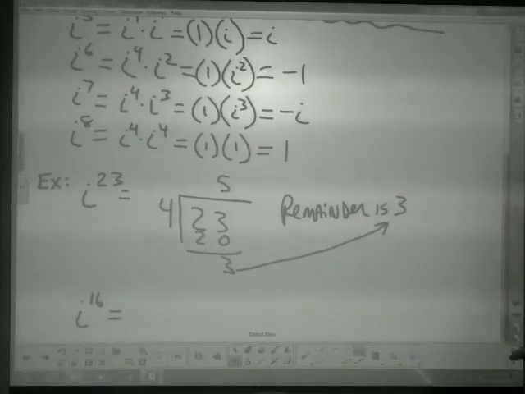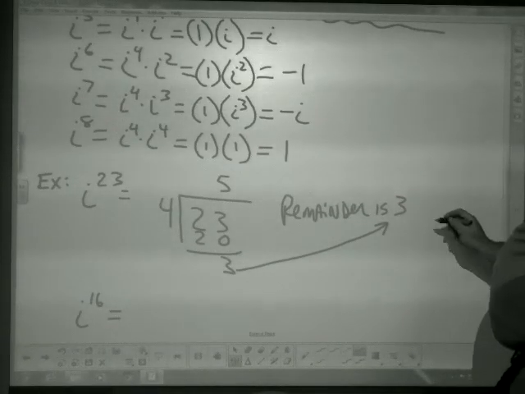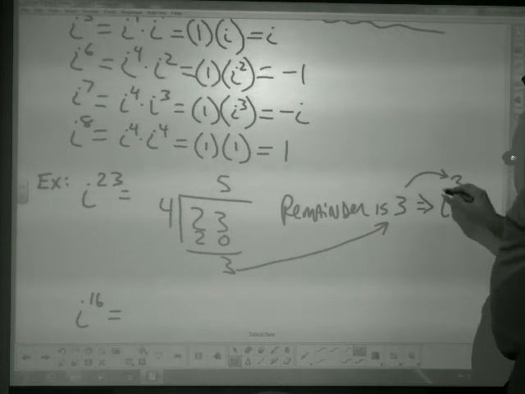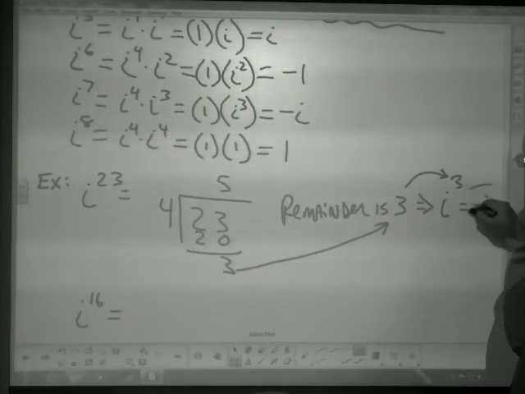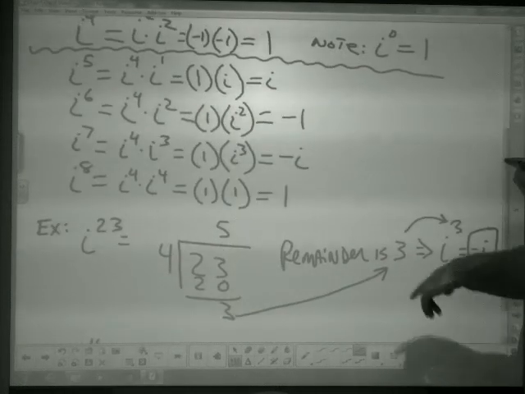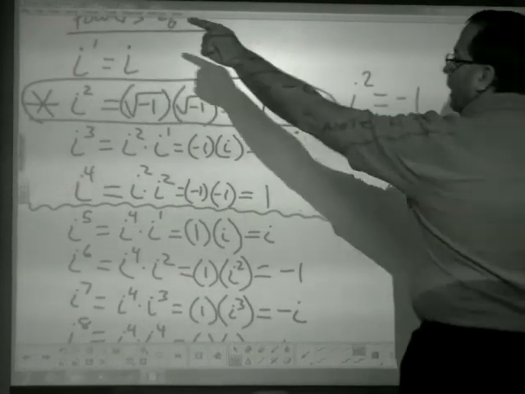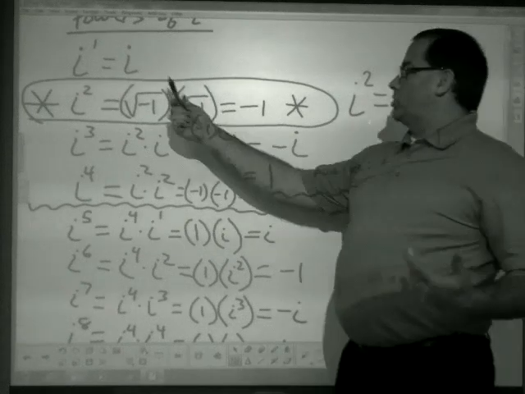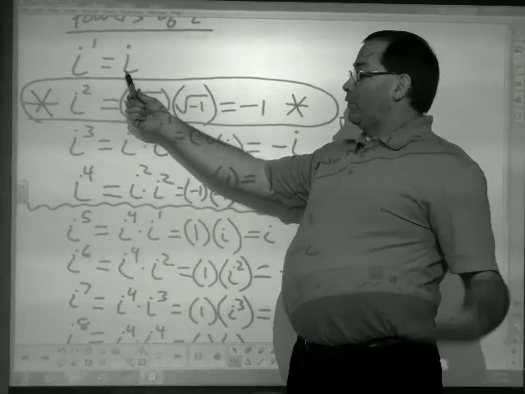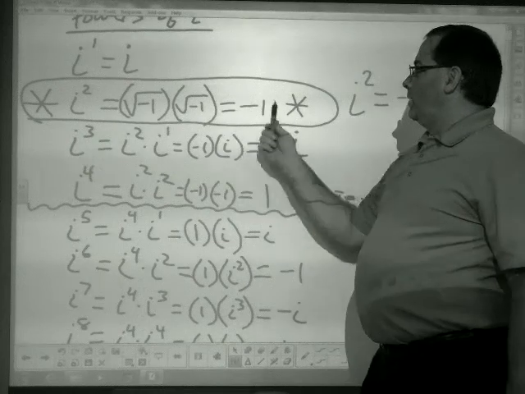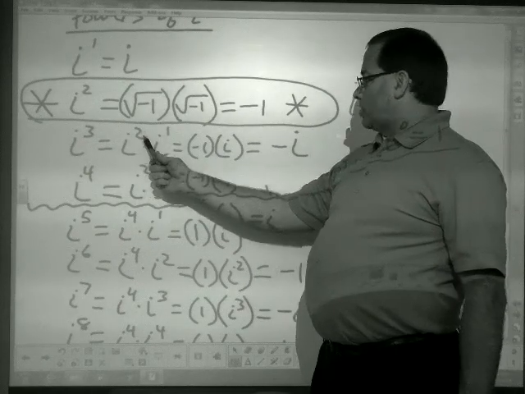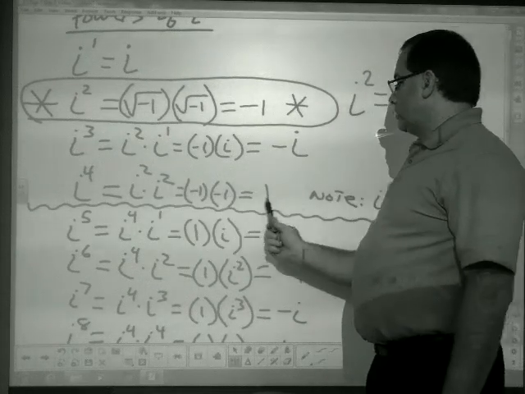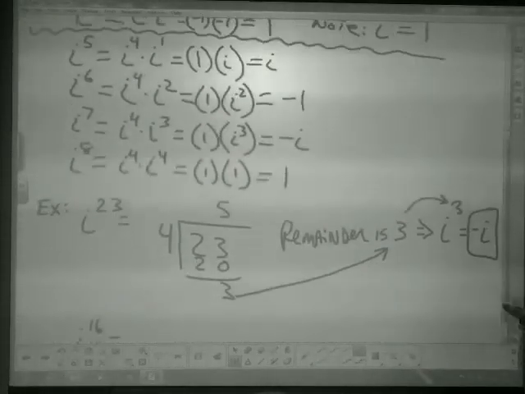And so to solve this, the remainder is 3, so that transfers itself to i to the 3rd, which we know is negative i. You're just going to have to memorize the fact that i to the 3rd is negative i: i, negative 1, negative i, 1. And if you don't memorize it, just walk back through how we did it. i to the 1st is itself. i squared is negative 1. i to the 3rd is i squared times i to the 1st, which is negative i. i to the 4th is i squared times i squared, which is 1. And you can get through any one of these problems.